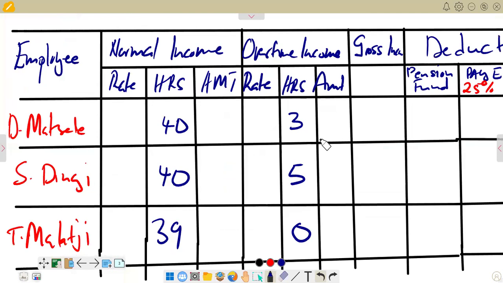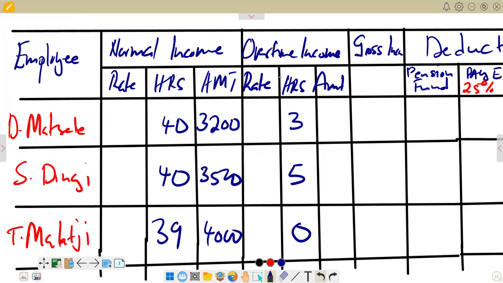So here for normal, we have the amount: for the first employee we have got 3,200, and then the second employee, we have got 3,500. And then the third employee, we have got 4,000. So these are the amounts that we have. So basically, when we have this amount, it means we can now find the rates.